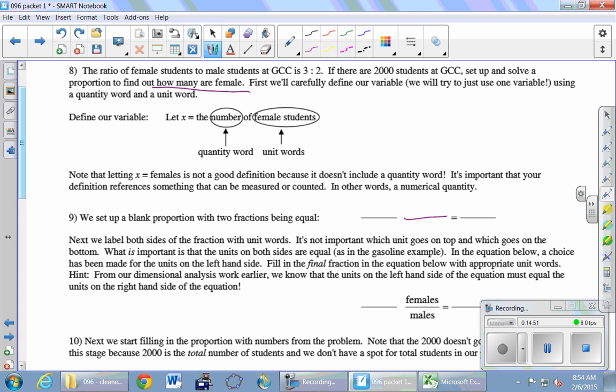The two relevant pieces of information here, it seems like, are female students and male students, right? It makes no difference what order you put them in. I will arbitrarily choose to put the number of females above and the number of males below. It's totally fine if you have that flipped over. But as soon as I make a choice on the one side, I am bound to make exactly the same choice on the other side. So you make a choice, and then you've got to stick with it. Be consistent.